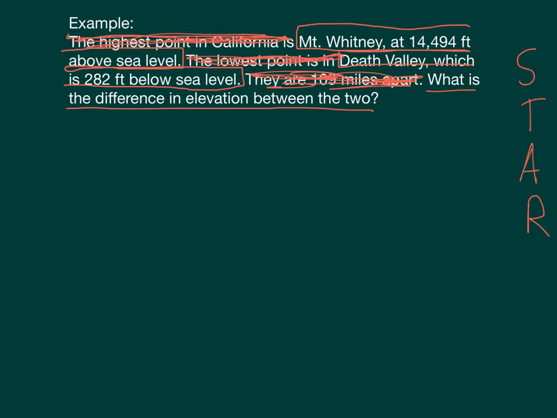Okay, so now I only have two pieces of information and I have my question, and this makes it a lot easier to understand. So S is done, and now we're moving on to T, which is translate. Now there's a couple different ways I could look at this. I could draw a picture, right? I could draw Mount Whitney and then Death Valley. So Death Valley might look something like that. And I know their heights in relation to sea level, so I'm going to draw a line that represents sea level. Okay?